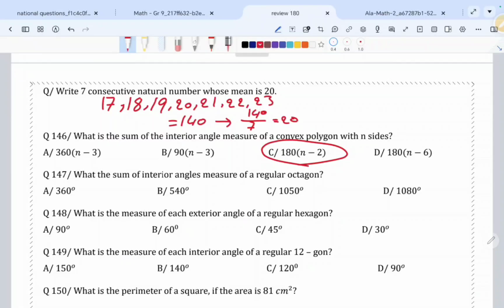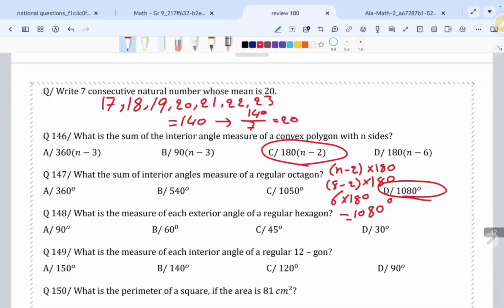Okay. Question 147. What's the sum of interior angle measures of a regular octagon? It will be n minus 2 times 180. Octagon, n is equal to 8. 8 minus 2 times 180. 8 minus 2 equals 6. 6 times 180 is equal to 1080 degrees. 1080 degrees. D is the correct answer.